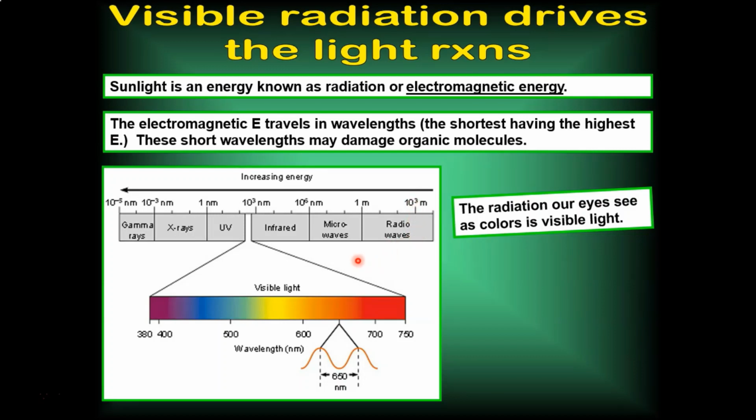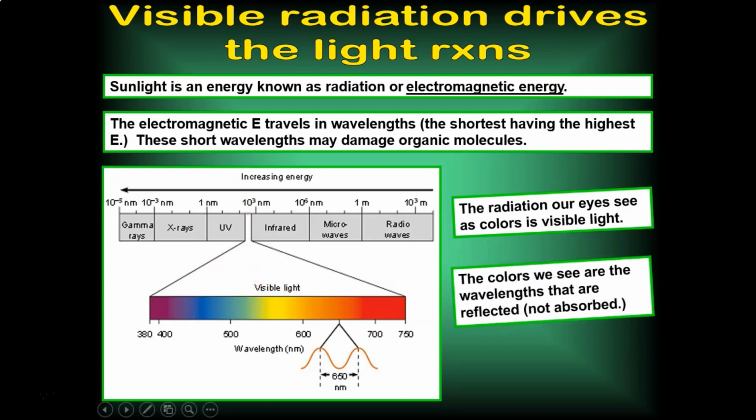But what we're really talking about in this chapter with photosynthesis is that plants can harness this energy right here. And at this point in the electromagnetic spectrum, we call this visible light. And this is the radiation our eyes see as color. So the reason that you're able to see all the colors of the rainbow is because of the different wavelengths of this visible light. And this is the type of energy that a plant can absorb at its pigments. So the colors you see are actually wavelengths that are reflected, not absorbed.